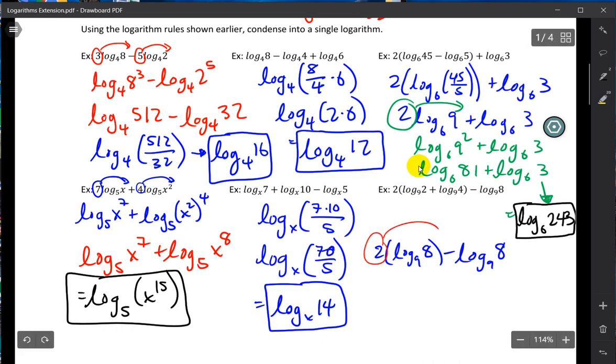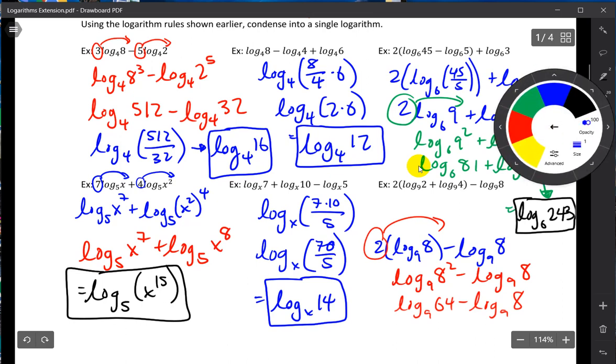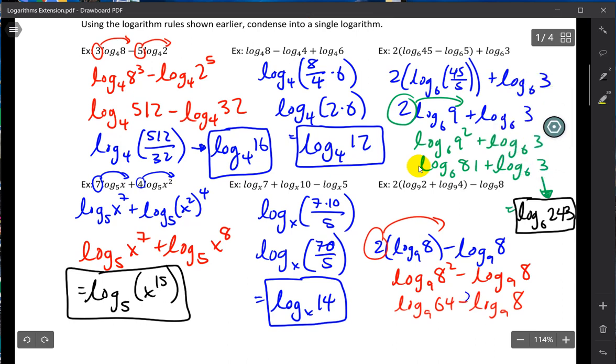So this 2, we're going to bring it up, and we're going to write it as log base 9 of 8 squared minus log base 9 of 8. Okay. 8 squared is going to be 64. So log base 9 of 64 minus log base 9 of 8. Now if we want to simplify this, as you can see here, this minus sign says we have log base 9 of 64 divided by 8.